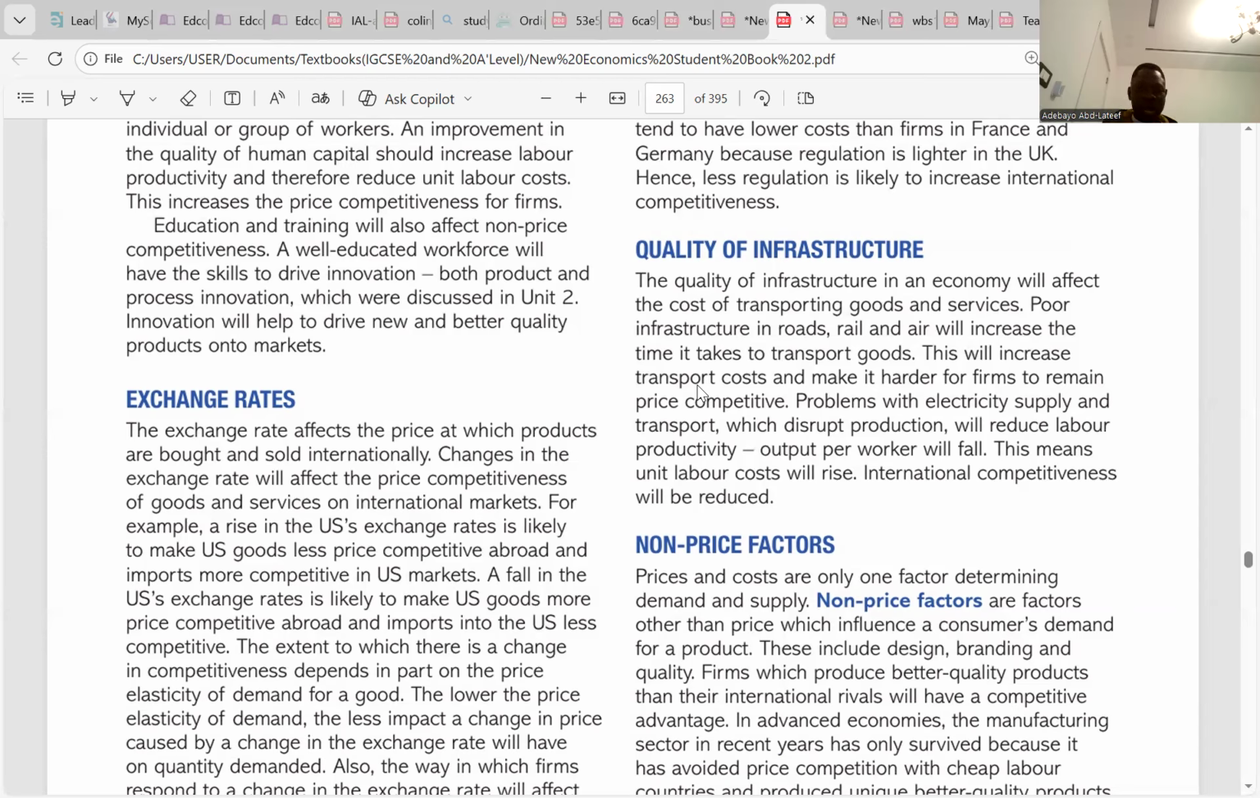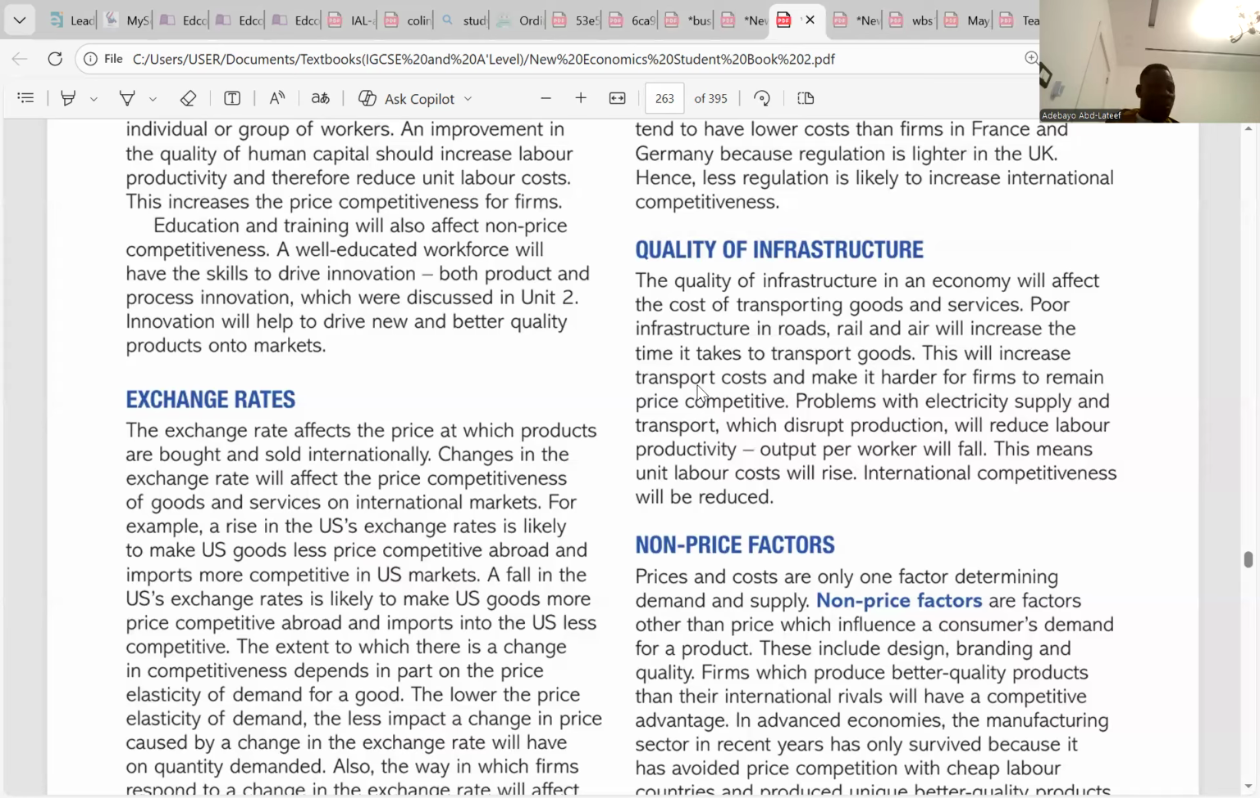Problems with electricity supply and transport, which disrupt production, will reduce labor productivity. Output per worker will fall. This means unit labor costs will rise, and international competitiveness will reduce. So, countries with poor infrastructure are not likely to be developed. Infrastructure is key because before we even talk about international competitiveness, countries without infrastructure would not attract foreign direct investment, would not attract multinationals. So infrastructure is key to the development of a nation.